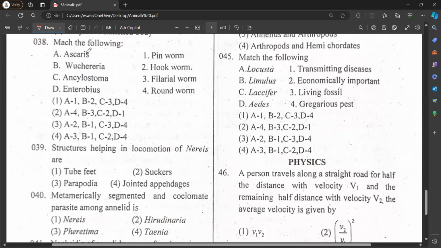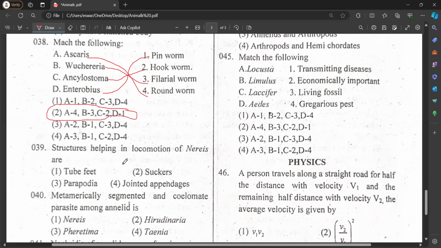Match the following. Here, Ascaris is commonly called roundworm, Wuchereria filarial worm, Ancylostoma hookworm, Enterobius pinworm. Enterobius vermicularis is commonly called as pinworm. Therefore, what are the options that we get here? A4, B3, C2, and D1. Therefore, the second option is the correct sequence of the given match the following.